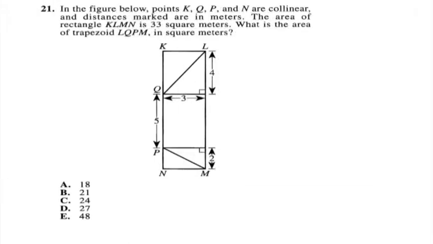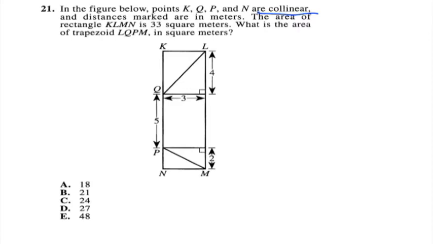Now we'll look at 21. In the figure below, points K, Q, P, and N are collinear. The statement collinear means they lie on the same line. So they're not trying to mislead you, and one of the dots is actually not on the line. And the distances marked are in meters.